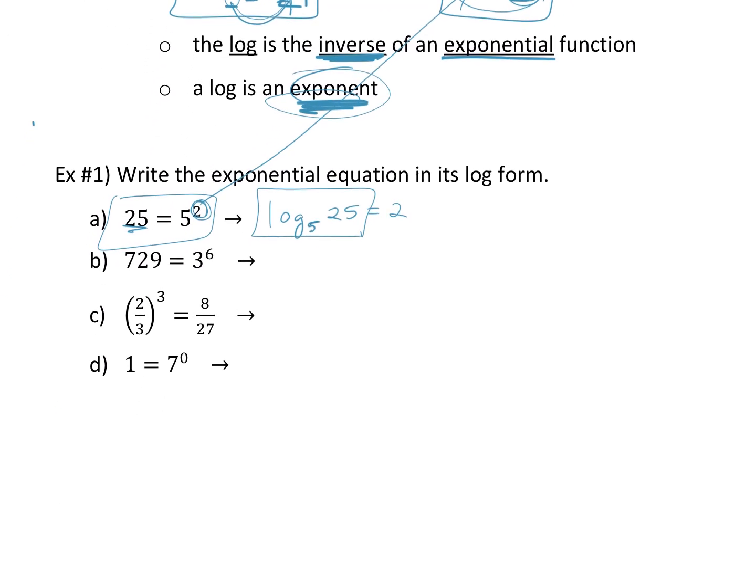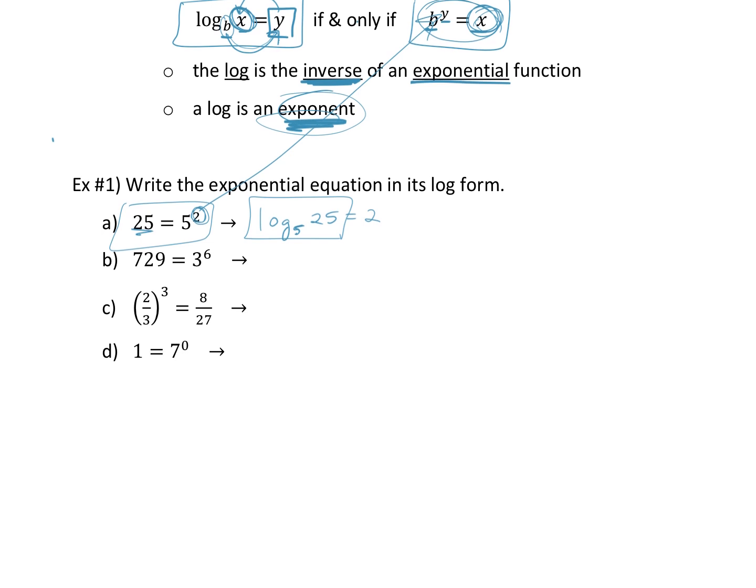So if I say for that one, log base 5 of 25 equals 2, think about this one. What is it going to equal? What's my standalone in this setup? It's the exponent. It's the 6, okay? Then your base, your drop down, is the base that has the exponent with it. So this is log base 3 of 729 equals 6.